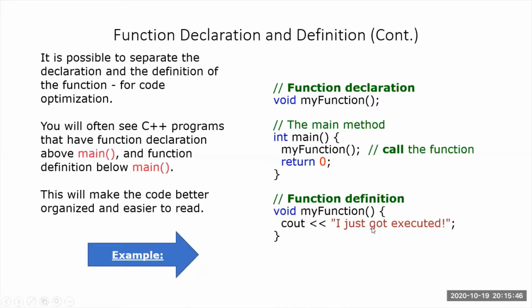So the only difference really is that, notice here at the bottom, we have the opening curly braces and the closing curly braces, and we have something inside there. But at the top, all we have is just the data type, the function name, and then opening parentheses and closing parentheses, and then we end it with a semicolon. So this will work, okay?